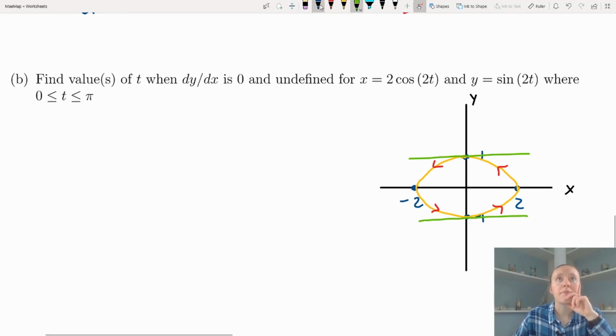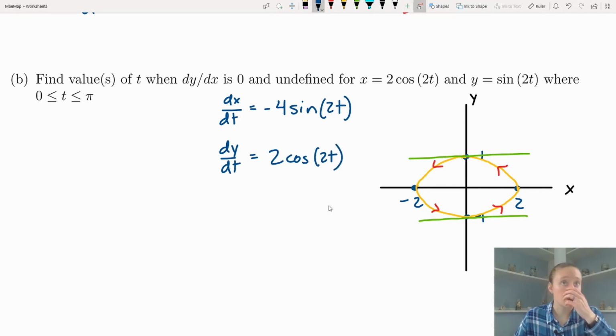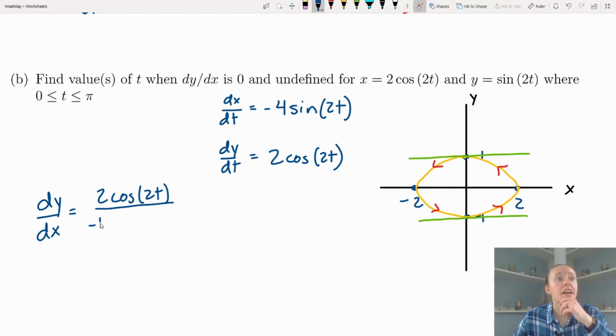So let's double check that. dx/dt is, well, what's the derivative of 2 cosine of 2t? Remembering the chain rule, that's going to be -4 sine of 2t. And dy/dt is equal to, derivative of sine of 2t is going to be 2 cosine of 2t. So dy/dx is going to be 2 cosine of 2t all over -4 sine of 2t.